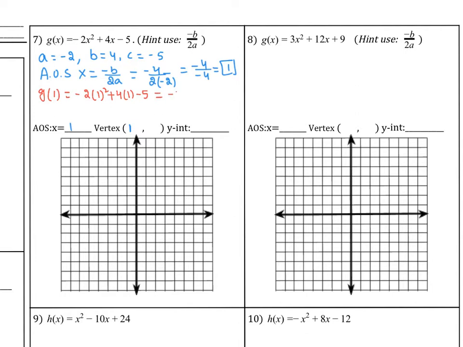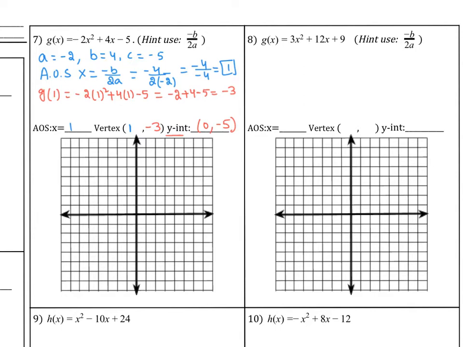So that's going to be negative 2 plus 4 minus 5. Negative 2 plus 4 is 2. 2 minus 5 is negative 3. So the vertex is going to be (1, -3). The y-intercept is always the c part right here. So the y-intercept is going to be (0, -5).